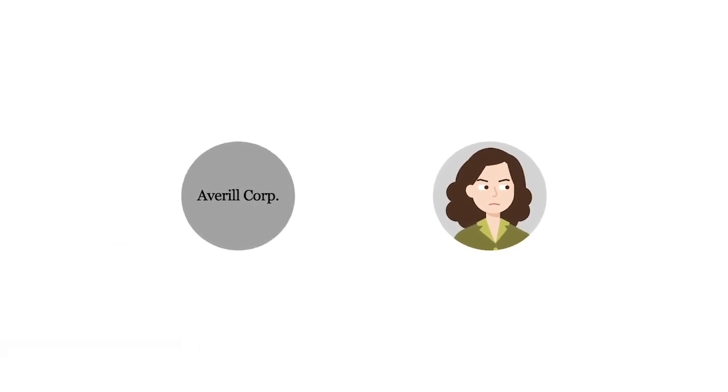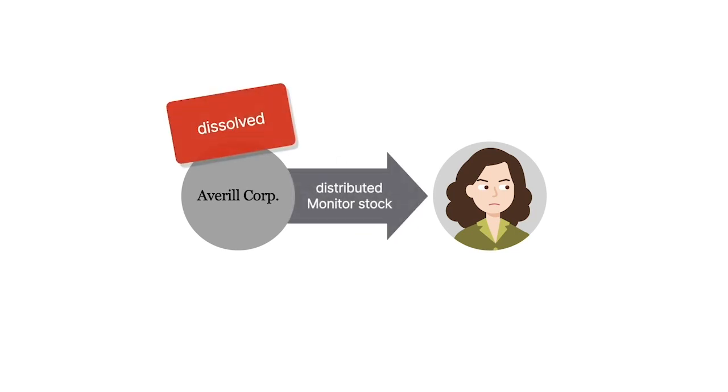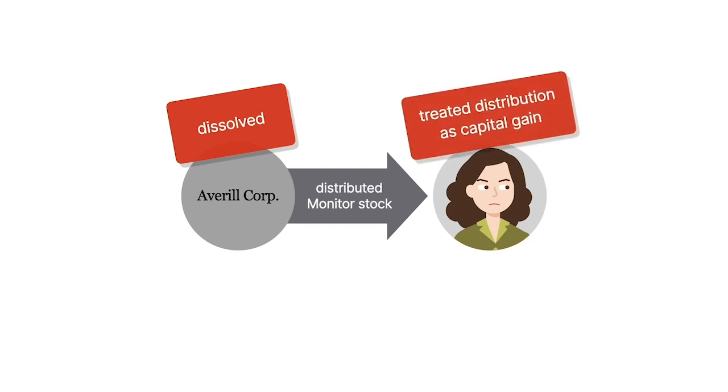A few days after Avril was formed, Gregory dissolved the company. Avril liquidated its assets, distributing its only capital, the Monitor stock, to its only shareholder, Gregory, who then sold the stock. Because Gregory had received the stock as a distribution of Avril's capital rather than as a dividend, Gregory paid taxes on her gain at the tax rate for capital gains, which was significantly lower than the tax rate for ordinary income and resulted in around $10,000 of tax.